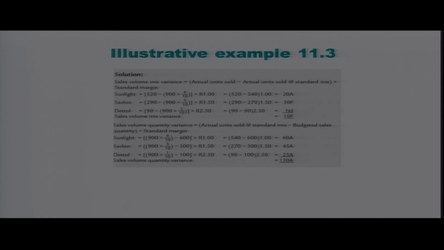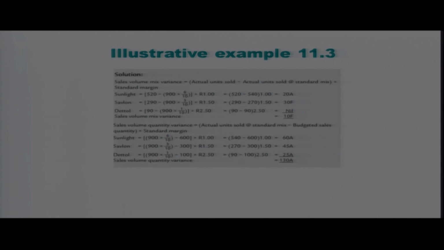The 6/10, guys, we work out the ratio as we did with regards to our material mix. We will then check for the Sunlight how many units need to be sold, and then for Savlon how many units need to be sold, as well as for Dettol how many need to be sold. So for Sunlight it's 6, for Savlon it's 3, and then for Dettol it will be 1. So for Sunlight we'll say 520 minus 900 multiplied by 6/10 multiplied by 1, which will then give us a variance of 20, which is unfavorable.